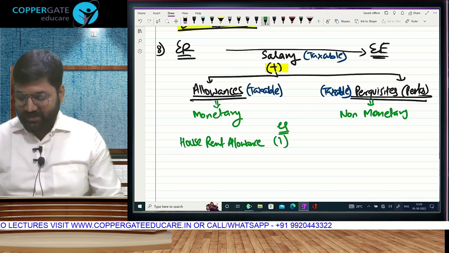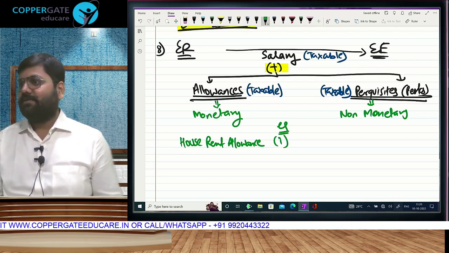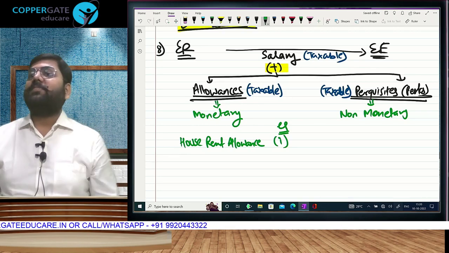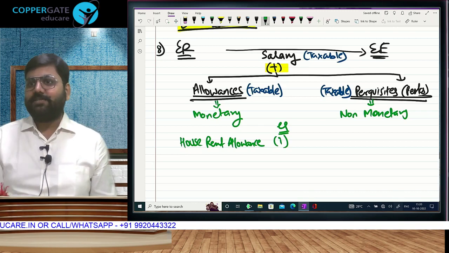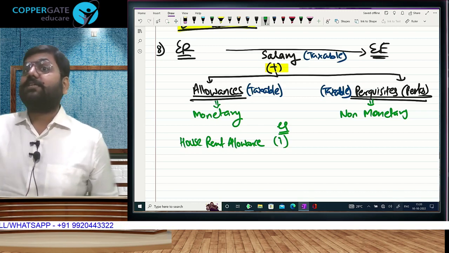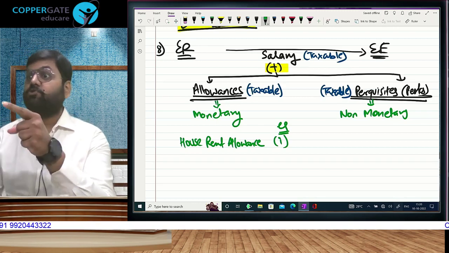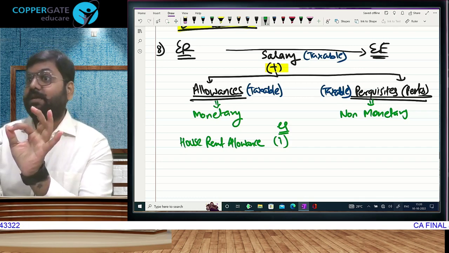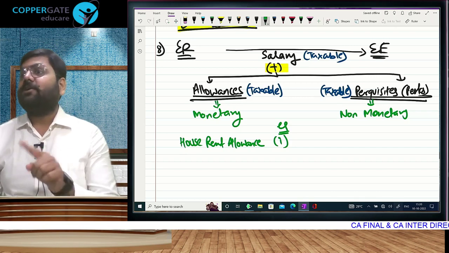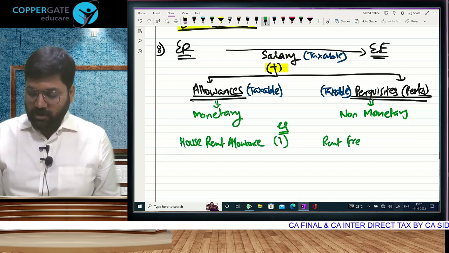Now the boss is giving you a house key. Take this key and go sleep in that house. That means he is giving you a place to stay. First question: is this over and above that 1 lakh? Yes. So 1 lakh cash plus key. Correct? That's a perquisite: rent free accommodation.